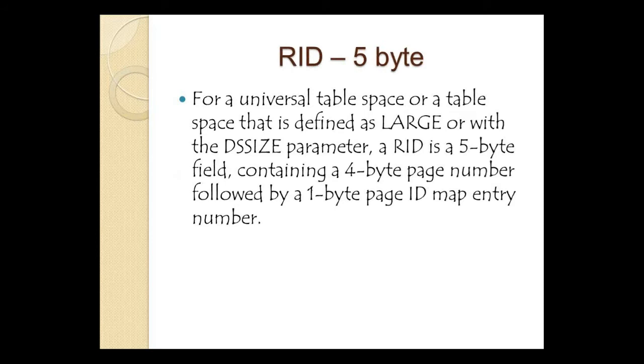There is a 5-byte RID and a 4-byte RID. So if you have a universal table space, or a table space that is defined with the LARGE keyword or with a DSSIZE parameter, DSSIZE is the data set size, the RID is a 5-byte field containing a 4-byte page number and a 1-byte ID map entry number.